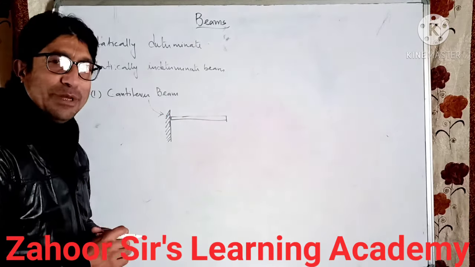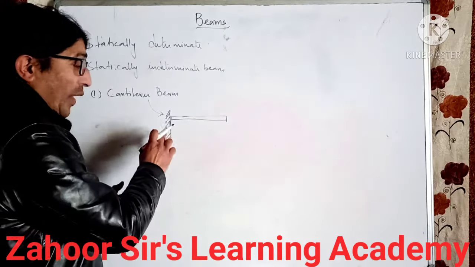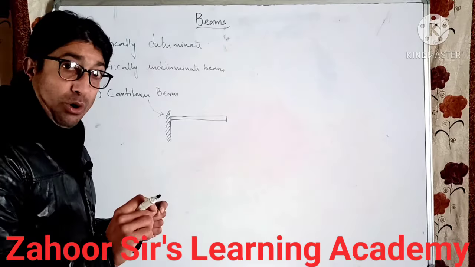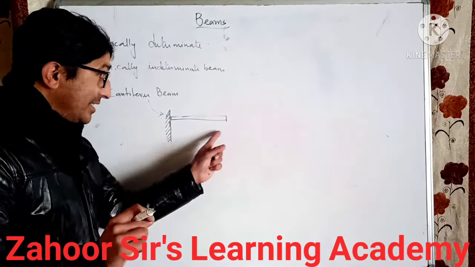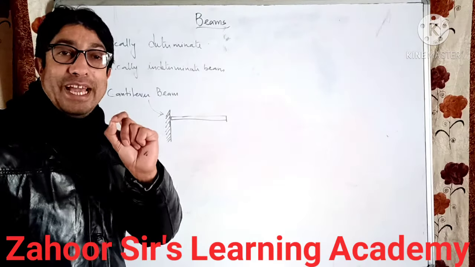What's a cantilever beam now, my dear students? A cantilever beam is a beam whose one end is fixed or inbuilt in a wall or in a support and the other end is free. That beam is called a cantilever beam.